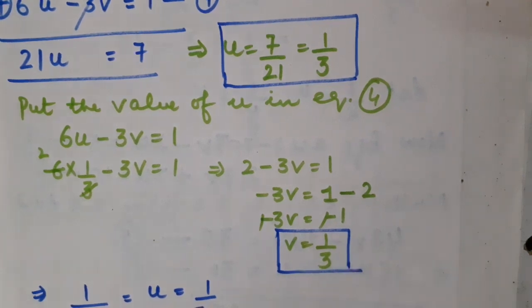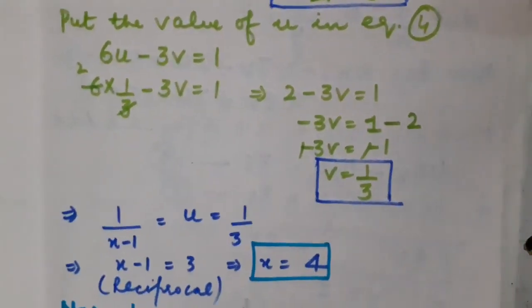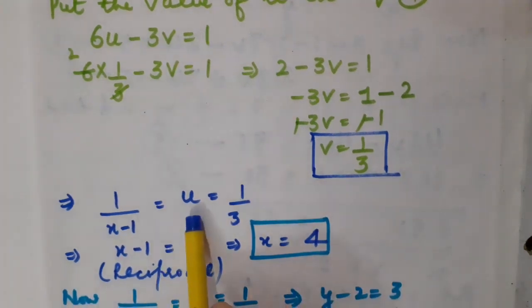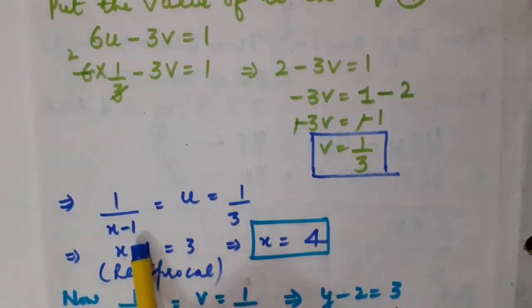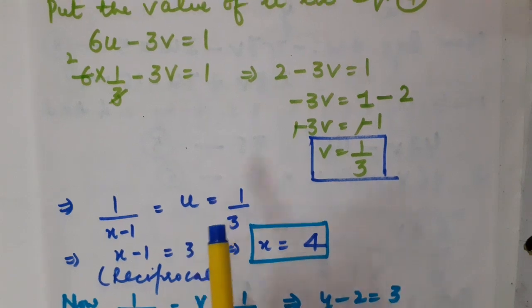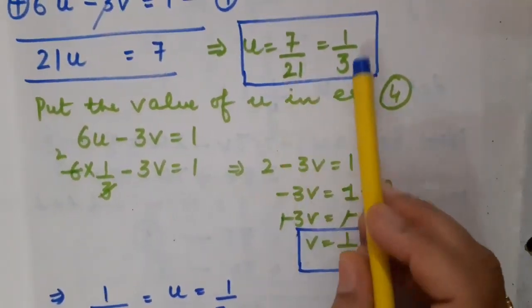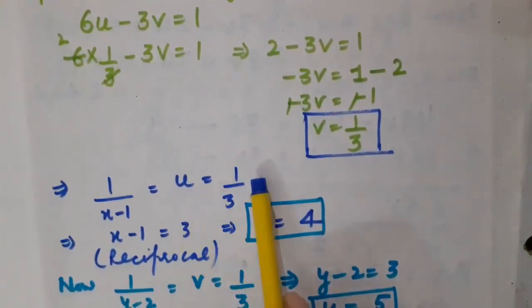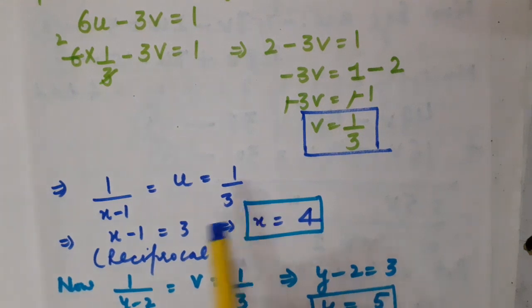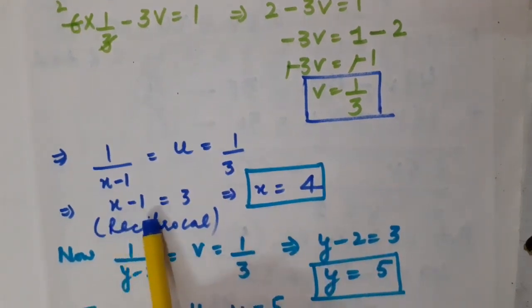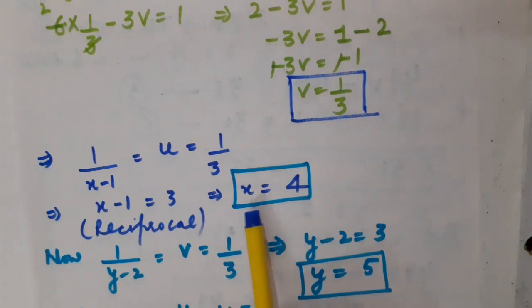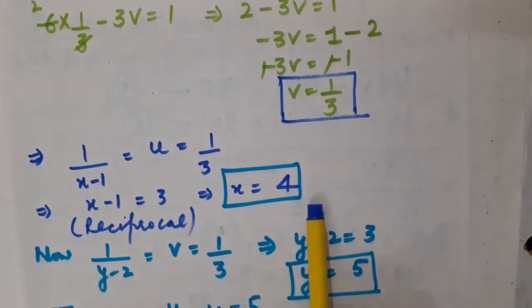That will be 1 by 3. Now, what did I assume as u? U was assumed as 1 upon x minus 1, which I have just calculated. Children, you can see here this is 1 upon 3. So equating it equal to 1 upon 3, taking reciprocal. Why am I taking reciprocal of both the sides? Because I want the value of x. So it would become x minus 1 is equal to 3, so it implies x is equal to 4.